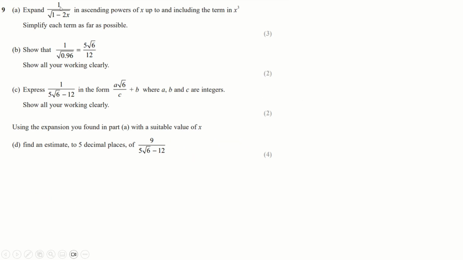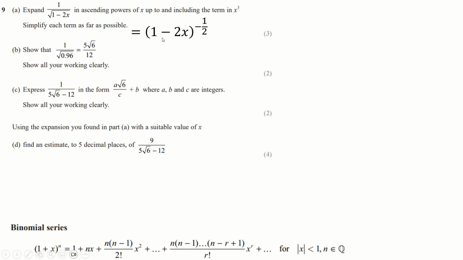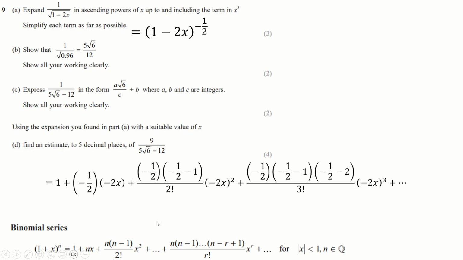Question 9 then, so this needs to be written as 1 minus 2x all to the power minus a half, because it's 1 over, so that's where the minus comes from, and the square root gives us the half. Now we can just use this formula from the formula book, where n is going to be a half every time we see it, and x is going to be a minus 2x every time we see it. And I think if you follow that rule, you get to this.